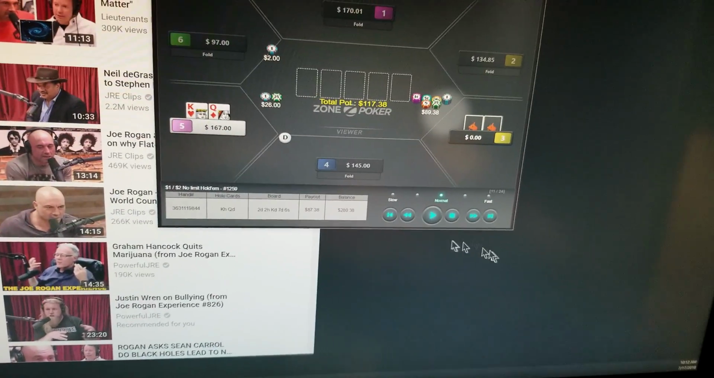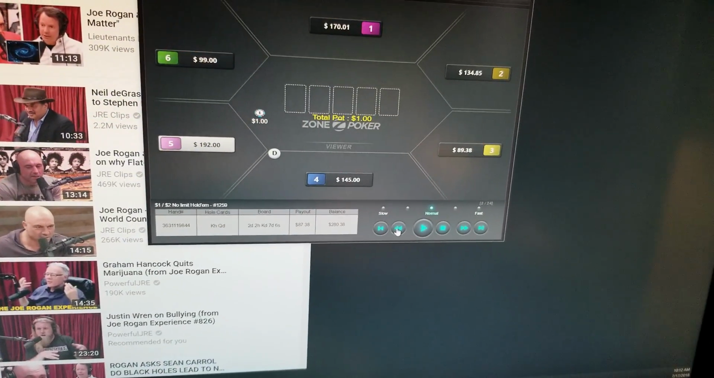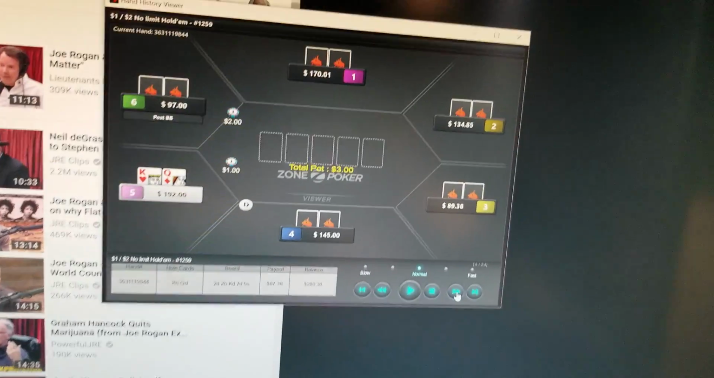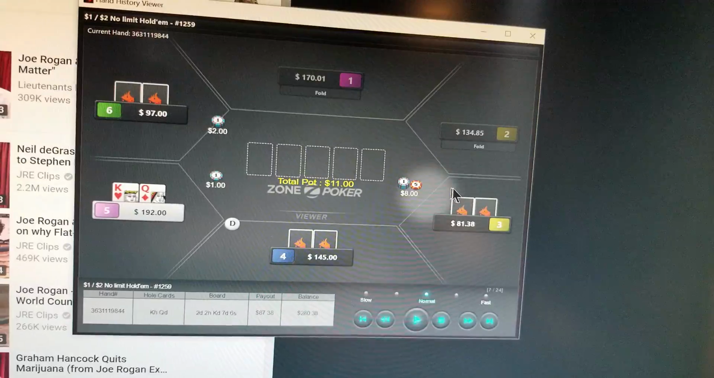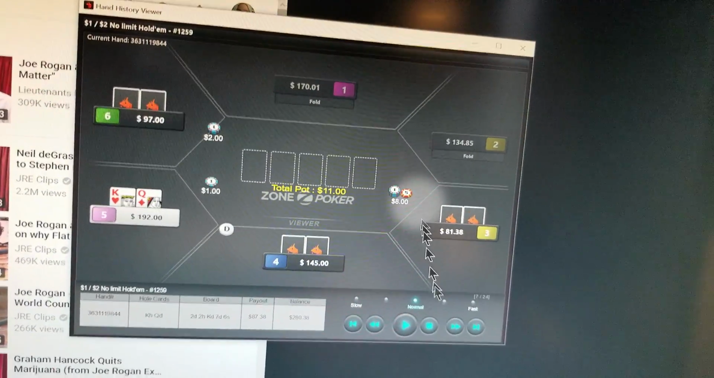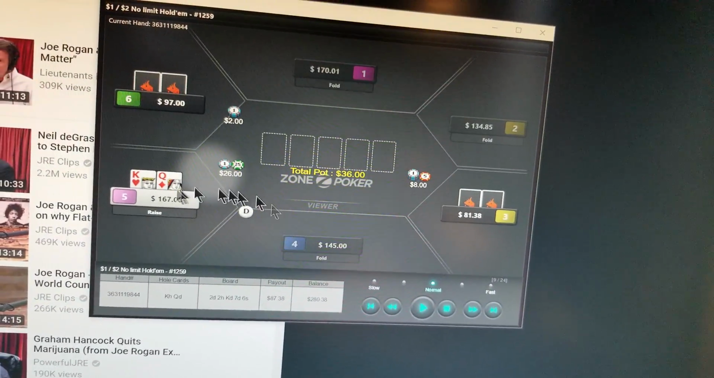Pace. So here, we're really short. I'm aware of that. And he opens to 8, which telegraphs that he's not necessarily super strong, but he's not folding. So I have the blockers.